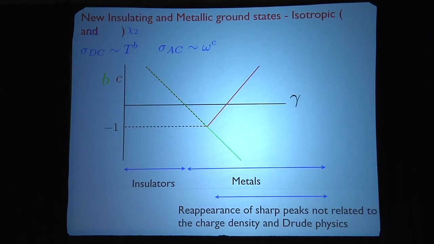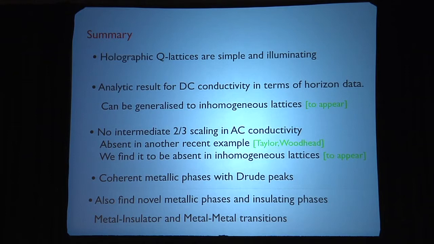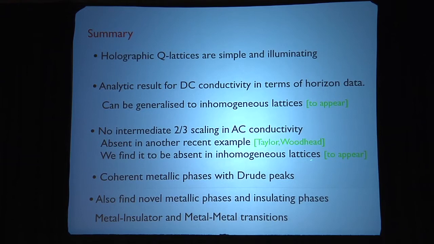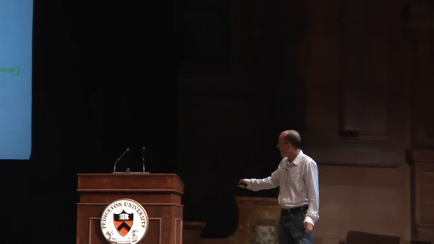I'm just going to flash up very briefly the summary. Apologies to the chair. The results for DC conductivity, we did in the context of these Q lattices, but it's more general. It's not special to Q lattices. And we will report on a result for inhomogeneous lattices soon. The scaling of 2/3, we have also looked at in an inhomogeneous lattice, and it doesn't seem to be there as well. And the final points were these things I just talked about at the end, coherent and incoherent metals with interesting properties, and I think there's more to be done. And apologies for going over time.